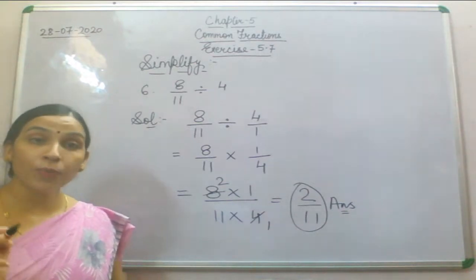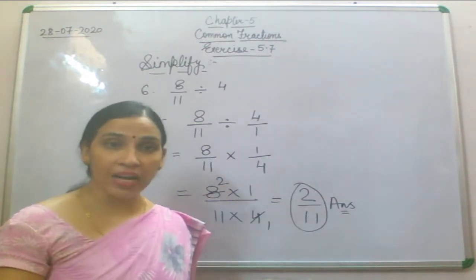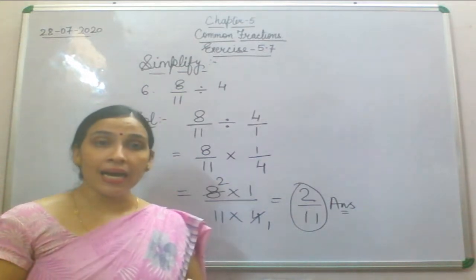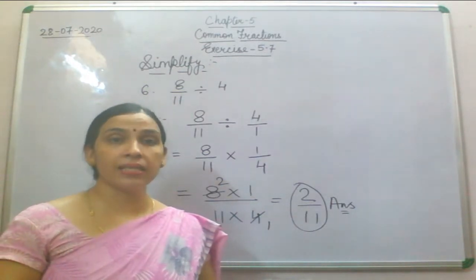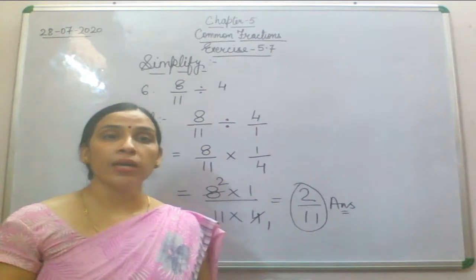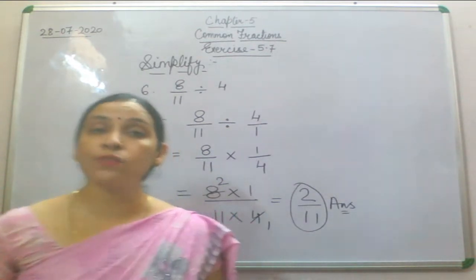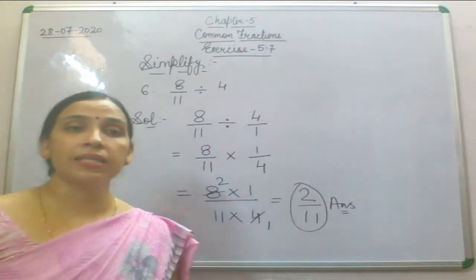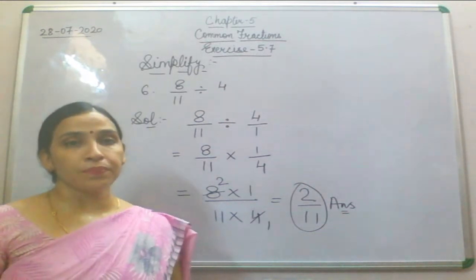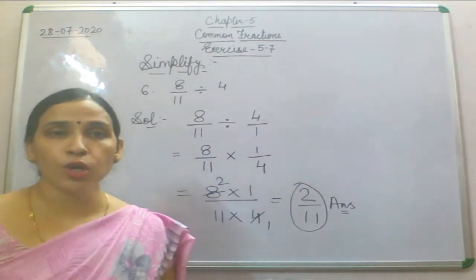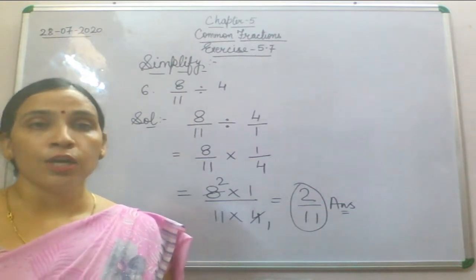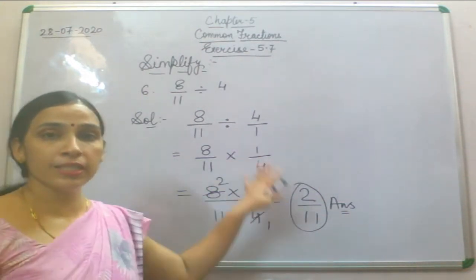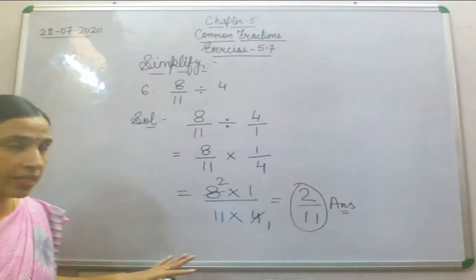Yes, 2 by 11 is a proper fraction. Why? Because it has a smaller numerator than denominator. So if in a fraction you have a smaller numerator than denominator, that fraction is called a proper fraction. So let's do the next question. I hope this question, question number 6, is clear to you all.